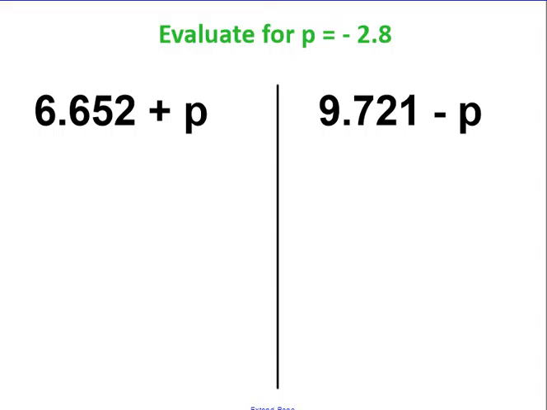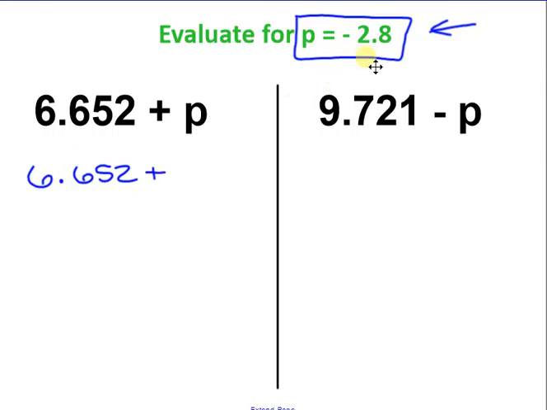All right, so now we have some variables here, and I know we haven't talked much about variables yet, but a variable is kind of like letters in math, and we'll get to that when we talk about expressions. But here we have 6.652 plus p, and what is p? Well, here is p, and in this case, p is negative 2.8, and so all you're going to do is plug this value in for p.